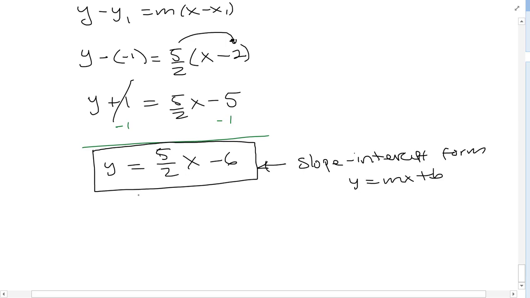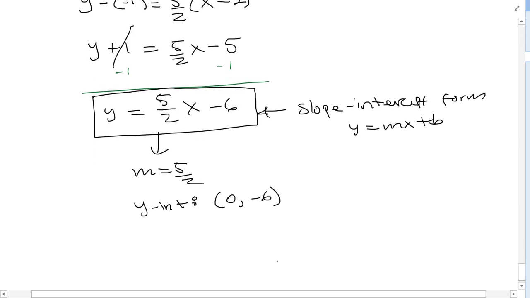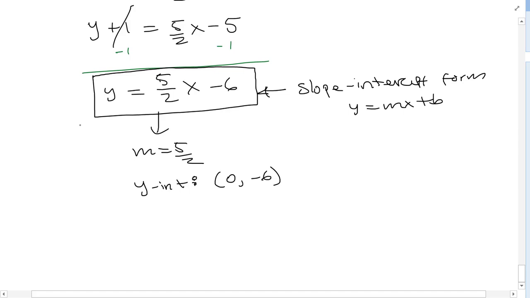Because from here you can get two things. You can get the slope, which is 5/2, and the y-intercept. Don't just give me the minus 6. What's the y-intercept? You have to give it as a coordinate pair, so it'll be (0, -6). So that's the slope-intercept form, or you can put it in standard form.